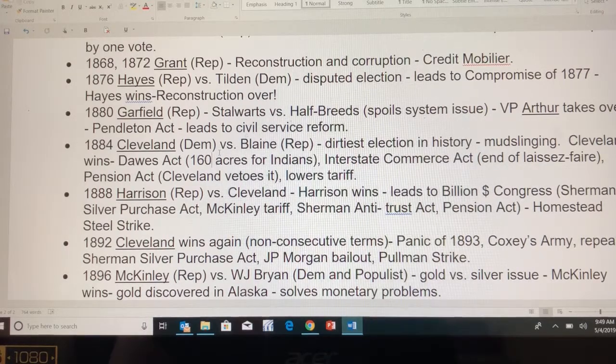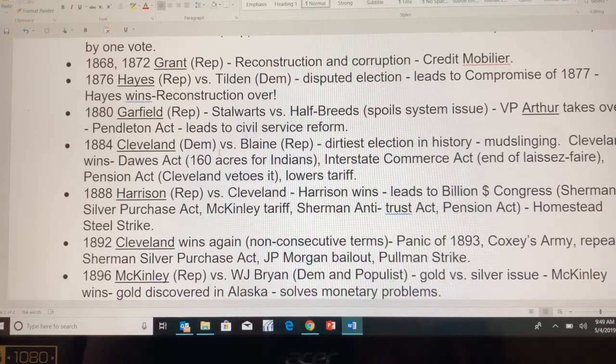The Homestead steel strike occurs, and this is when people at Andrew Carnegie's steel plant are protesting for higher wages, and they lock down the steel plant so they can have a sit-in, and the Pinkertons are brought in, and this will lead to a decline of the steel labor union having power.